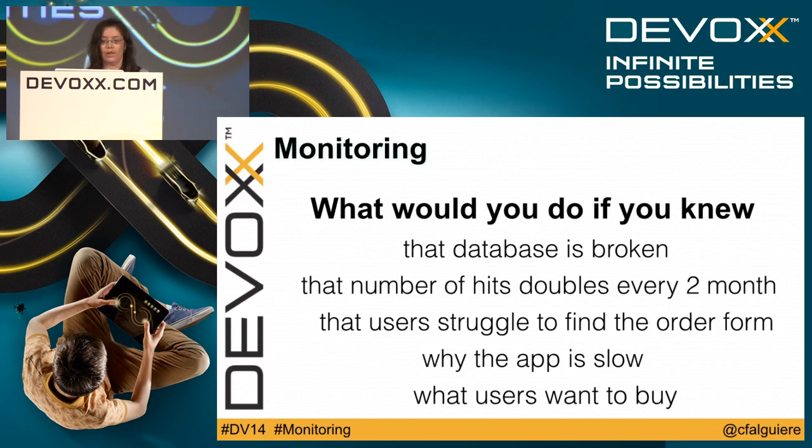What do you do if the number of hits doubles every 2 months? This is typically a capacity planning problem. What do you do if you know that users struggle to find, I don't know, the order form? So these are user experience problems. There are other problems you might also have to solve. Why is that app slow? What are the kinds of products users want to buy? Those are more business-oriented questions.